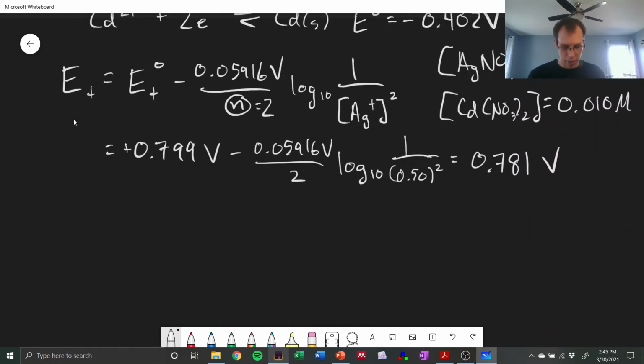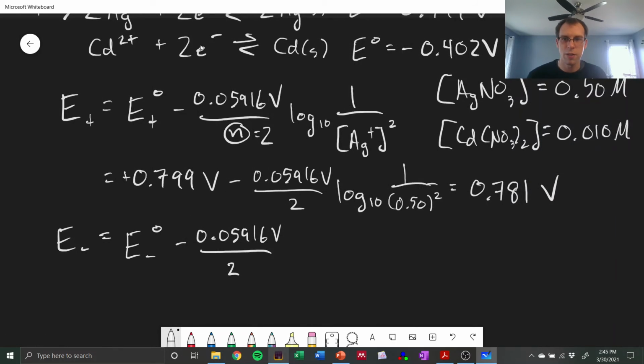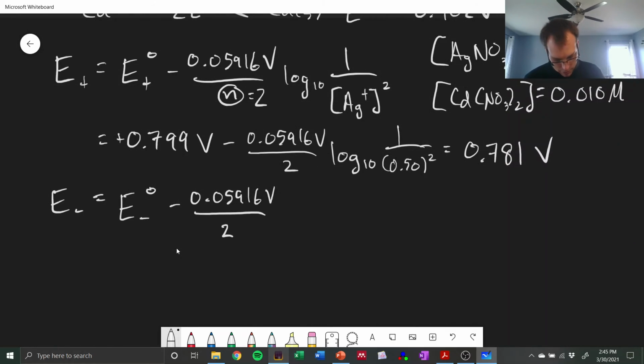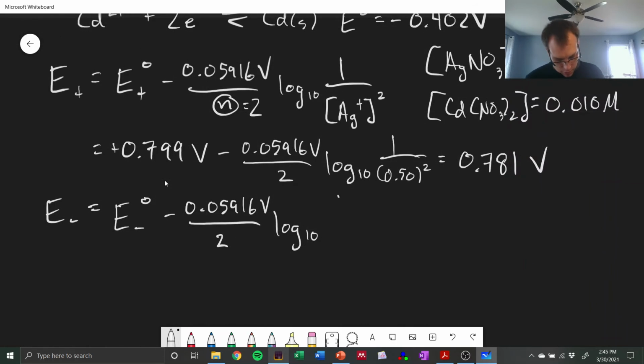All right, we can repeat this calculation for E minus. We're going to have E minus naught minus 0.05916 volts divided by n, and here n is still 2 because there's 2 electrons involved in this reaction, times log base 10. And again, we write these as reductions. So our product is the solid, our reactant is the ion, so it's going to be 1 over. But this time we won't have the squared because the stoichiometric coefficient is 1.